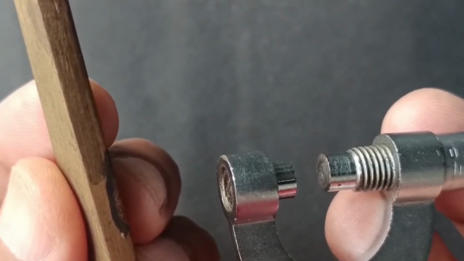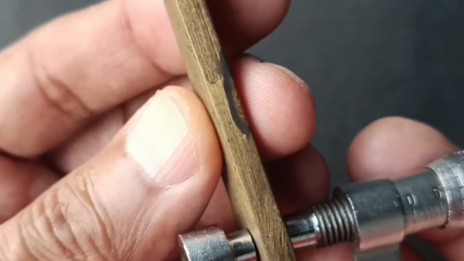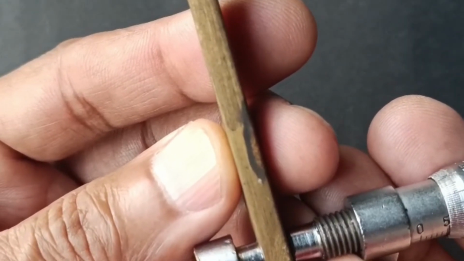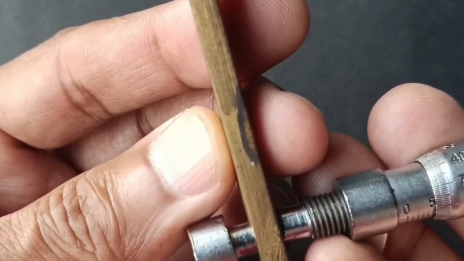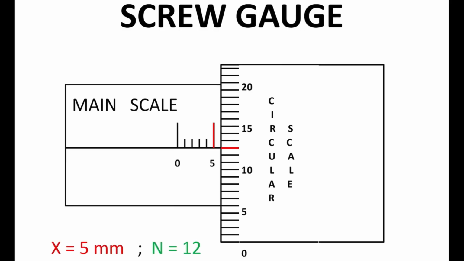Suppose thickness of this object is to be measured. The object is tightly held by rotating the movable part of screw gauge. Readings from main scale and circular scale are noted. Main scale reading is noted as the reading that is just visible nearest to cap of the movable part. In this case, main scale reading just visible nearest to cap of movable part is 5 mm. So main scale reading can be written as x equal to 5 mm.